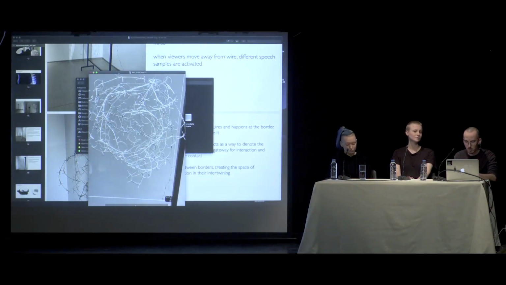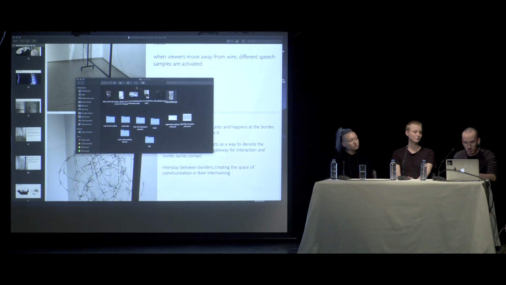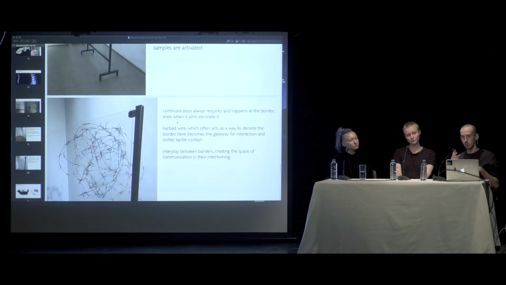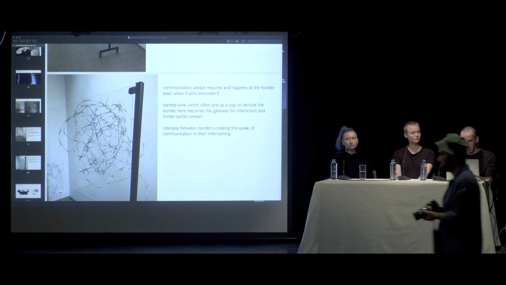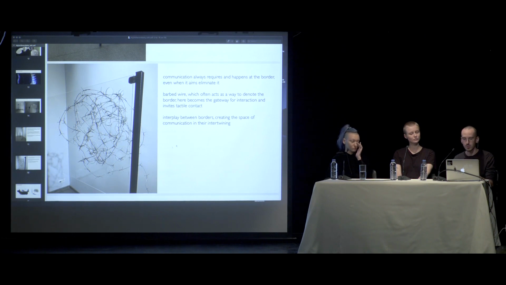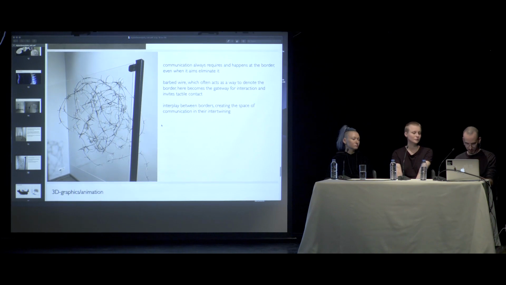Yes, and here I work with these different aspects of communication, but the crucial point for me in this work was the idea that communication always requires a border on which it can happen, even when it tries to eliminate this border. And another aspect here is that even though barbed wire is usually used as a way to denote the border, and it's something which invites avoiding touching it, in a setup like that, when it intertwines with the other border, which is glass in this case, it actually creates a source and a focal point on which the communication can happen. And it was very enjoyable for me to watch that people at the exhibitions weren't trying to avoid touching it, and this became more of a tactile object for them.